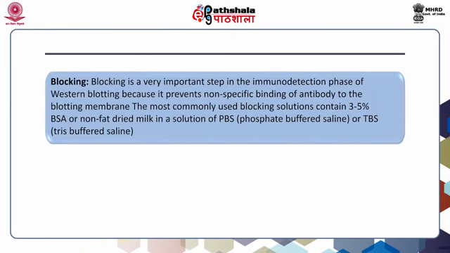Next step is blocking. Blocking is a very crucial step in the immunodetection phase of Western blotting because it prevents non-specific binding of antibody to the blotting membrane. The most commonly used blocking solutions contain 3 to 5% BSA or non-fat dried milk in a solution of PBS, that is phosphate buffered saline.